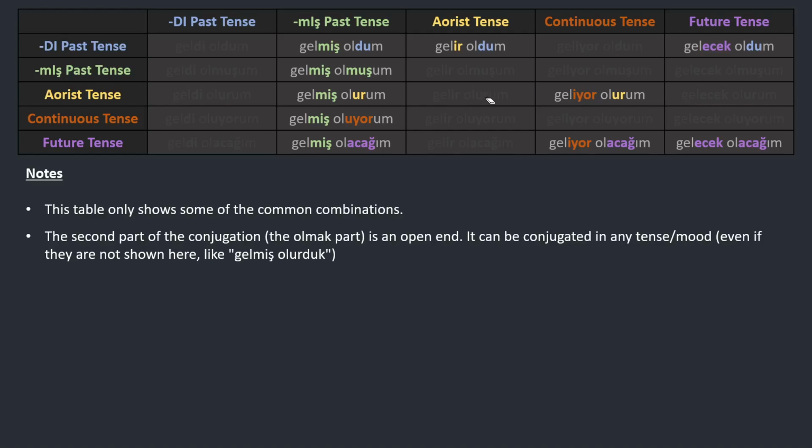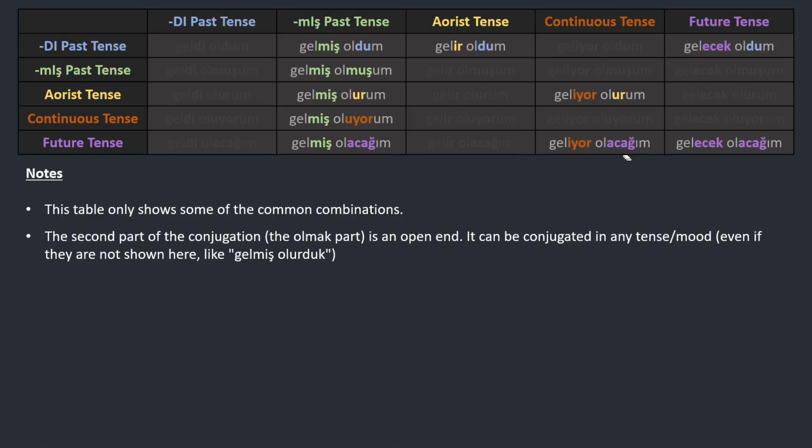So we will mainly focus on the mIş past tense forms. M'iş oldum, m'iş olmuşum, m'iş olurum, m'iş oluyorum, m'iş olacağım, and then gelir oldum, and then geliyor olurum, or maybe geliyor olacağım. These are actually related. If you know the difference or the similarity between future tense and the aorist tense, like certain future versus uncertain future, you will know the similarity between these as well.